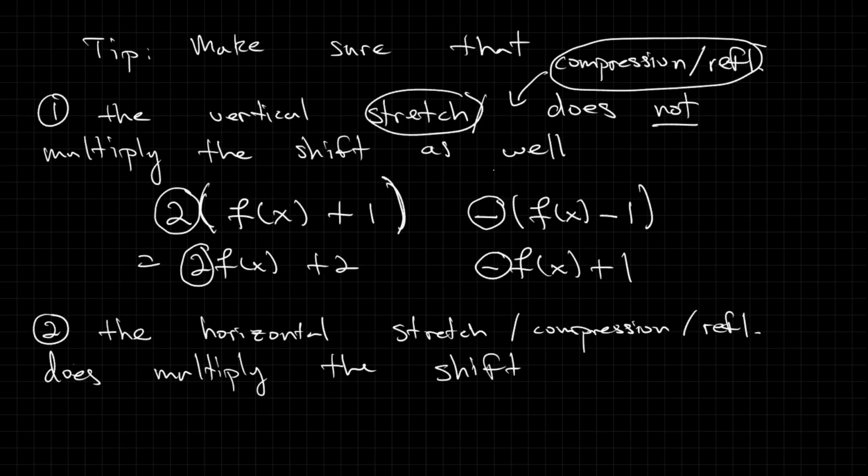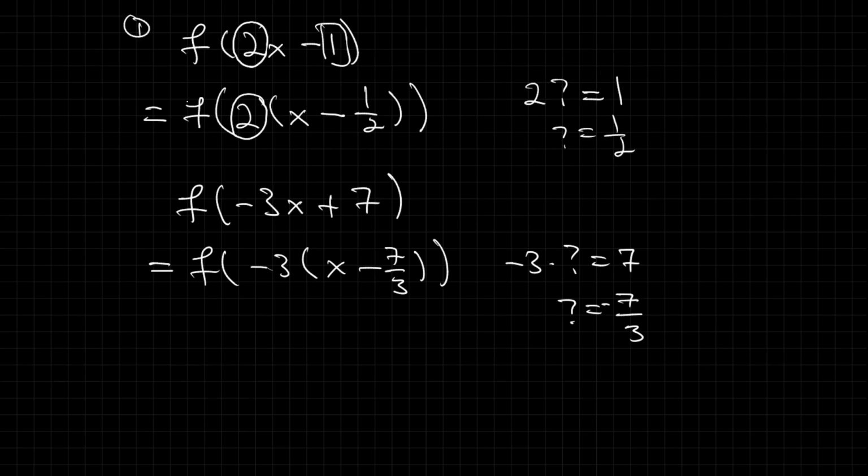Okay, so the tip here is to make sure first that the vertical stretch, compression, reflection does not multiply the shift as well. If it does, then you simply have to distribute this vertical stretch, compression, or reflection. And then the second tip is make sure the horizontal stretch, compression, reflection does multiply the shift. And if it doesn't, like in these examples that I have given here, then you need to factor out the horizontal stretch, compression, or reflection from both terms.